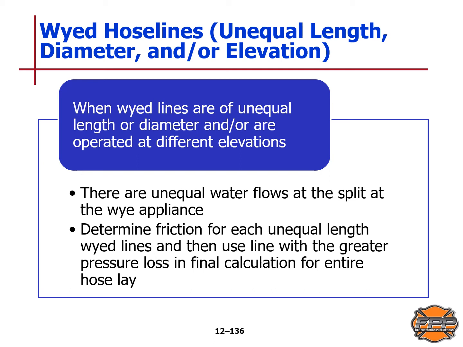Let's look at wyed hose lines of unequal length, diameter, and/or elevation. When wyed lines are of unequal length or diameter and/or operated at different elevations, there are unequal water flows at the split in the Y appliance. Determine the friction loss for each of the unequal length wyed lines and then use the line with the greater pressure loss in the final calculation for the entire hose lay.